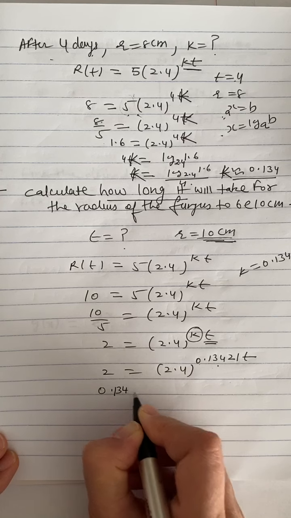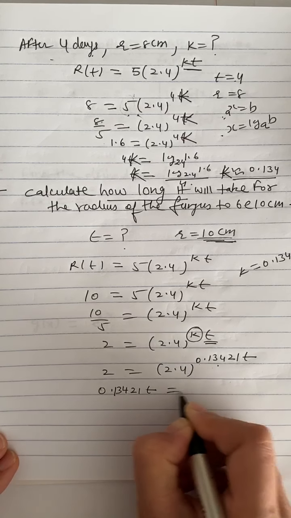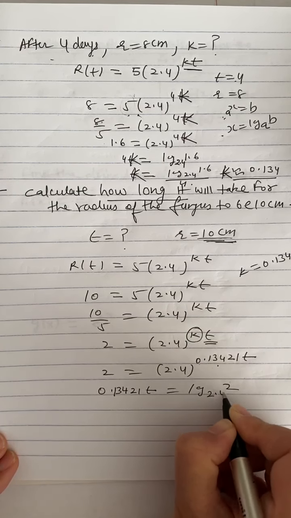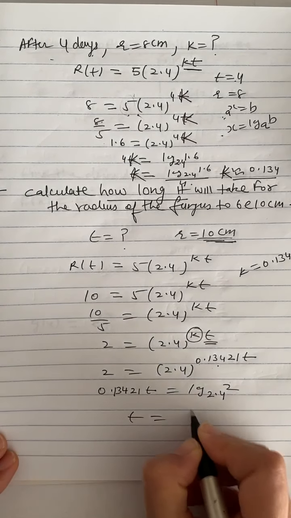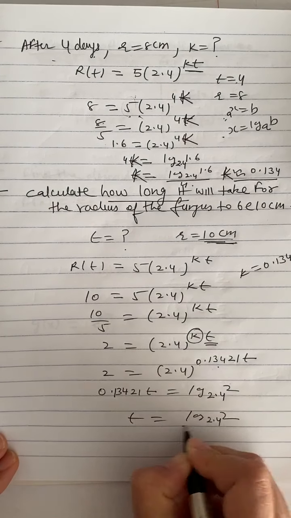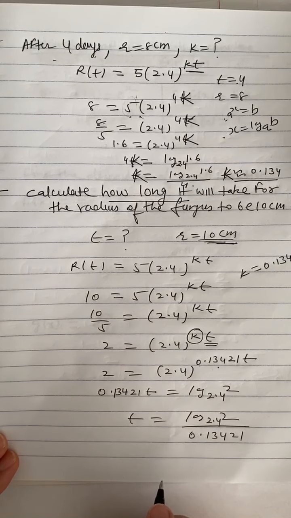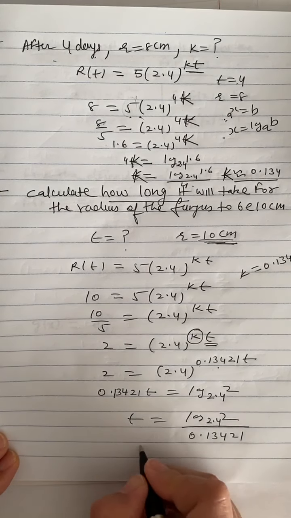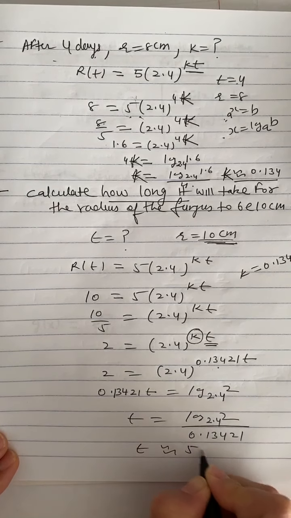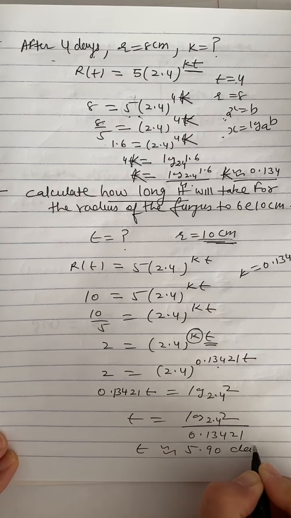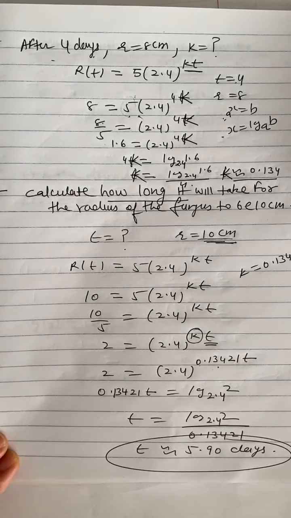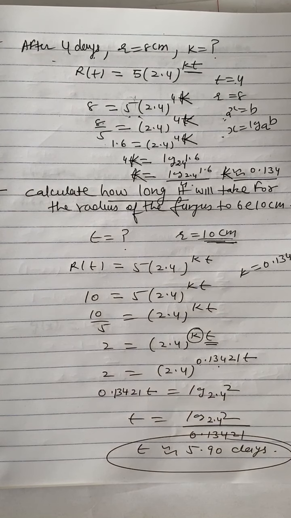So 0.13421t is equal to log 2 to the base 2.4. And now t is log base 2.4 of 2, divided by 0.13421. When you substitute this in your calculator, now you know how to do it. Your t will be 5.90 days approximately. Okay, that's it for today's lesson.